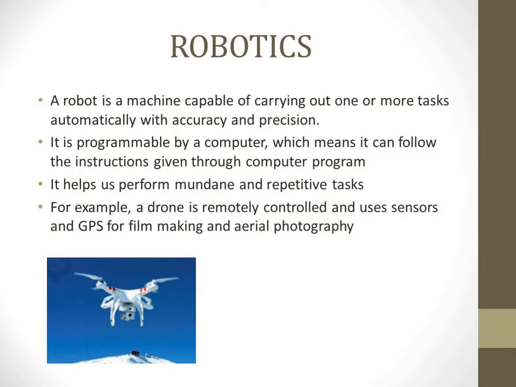Now, we use robots primarily to do mundane and repetitive tasks which humans find too boring to do. And one example could be a drone which is remotely controlled and uses sensors and GPS for filmmaking and aerial photography. This uses robotics.